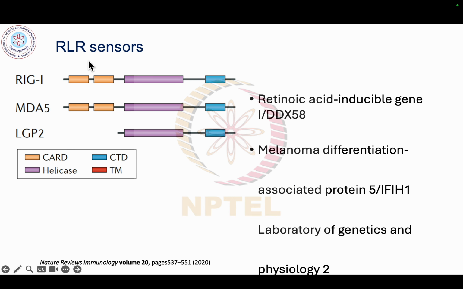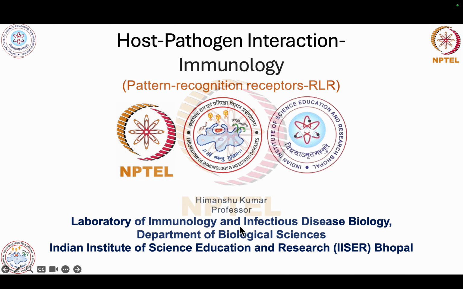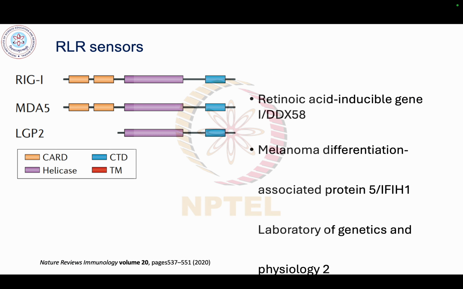So this is RLR. These are special pattern recognition receptors, for example RLR. So different kinds of RLR sensors are there: RIG1, MDA5, LGP2. Three main domains are present: CARD domain, helicase domain, CTD domain, and TM domain. So CARD domain is present in RIG1 and MDA5. Helicase domain is present in all, and CTD domain is also present.